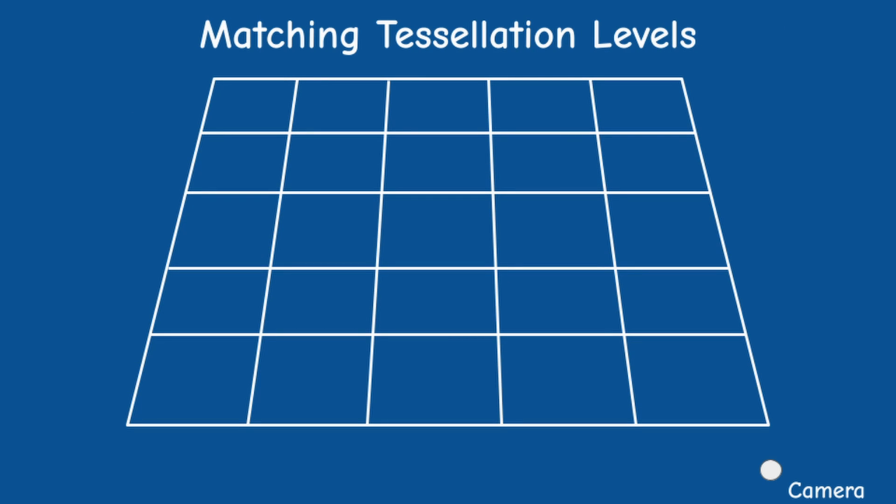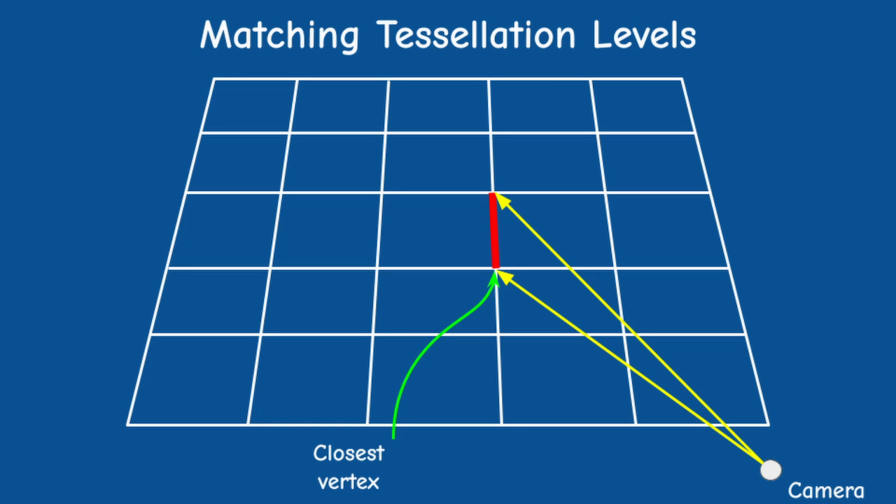Matching tessellation levels of neighboring patches is simple. We will set the level based on the distance to the closest vertex on that edge. Since the neighboring patches use the same vertices, this comparison will provide the same result for both of them. We will map this distance to a range of 0 to 1 using a configured minimum and maximum distance.